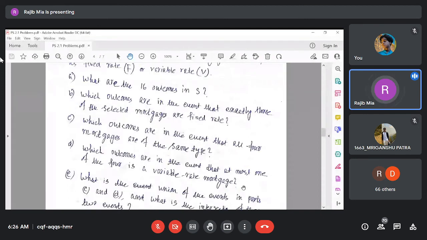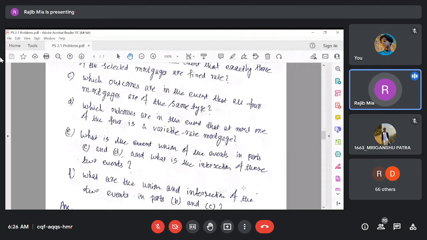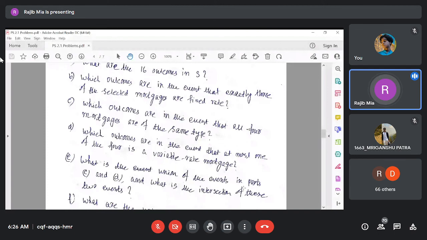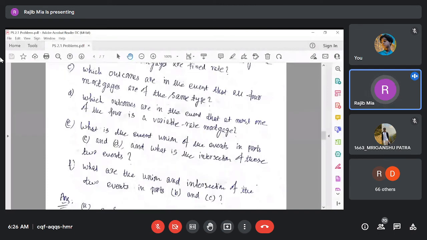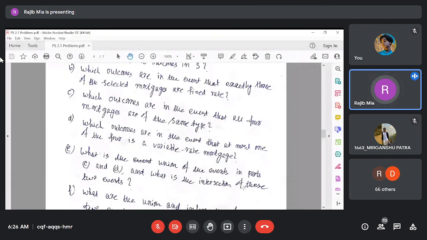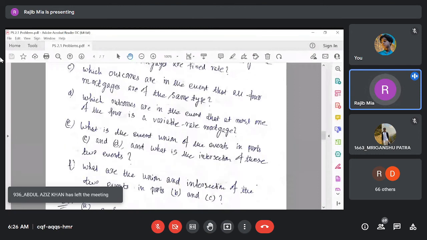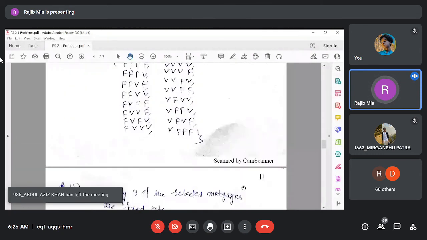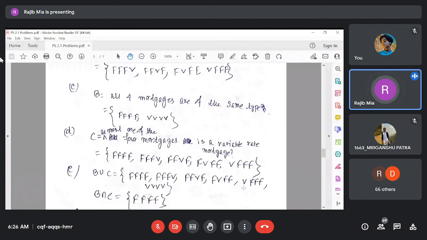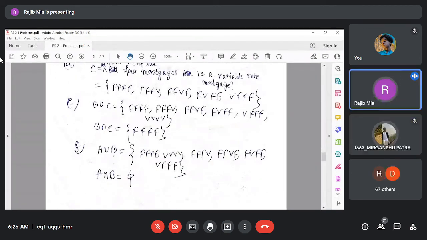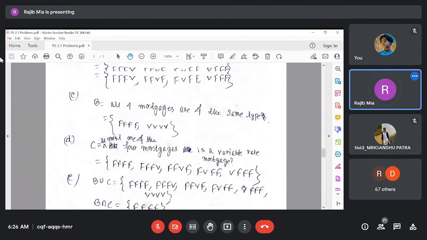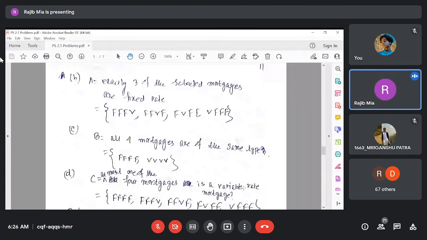Then part E of this question: what is the union of the events in part C and part D, and what is the intersection of these two events? Part C and part D means B and C. So you have to find B union C and B intersection C. B intersection C means only the common outcomes in B and C, which is only FFFF. So B intersection C is FFFF here.